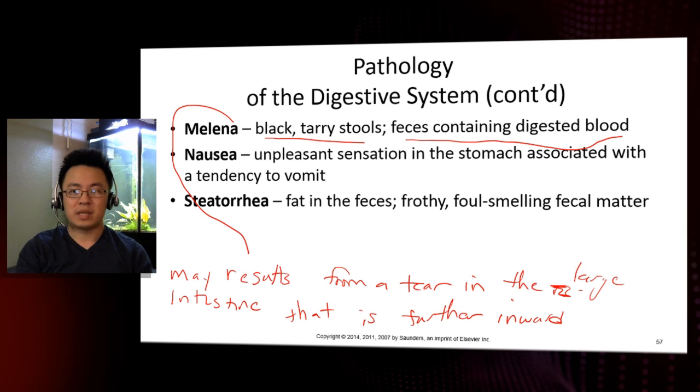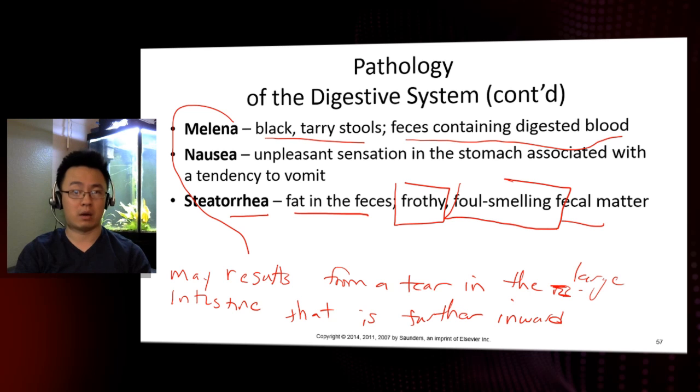Nausea here is an unpleasant sensation in the stomach associated with the tendency to vomit. And of course, I mentioned steatorrhea. Here's fat in the feces. And of course, our textbook is very descriptive on describing that as being very frothy, foul-smelling fecal matter. So you might want to know those descriptions.